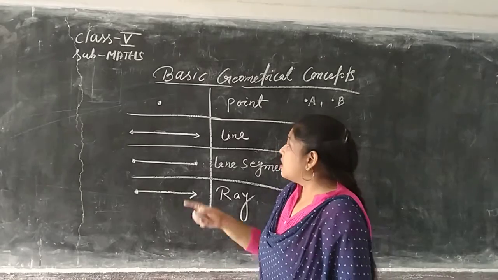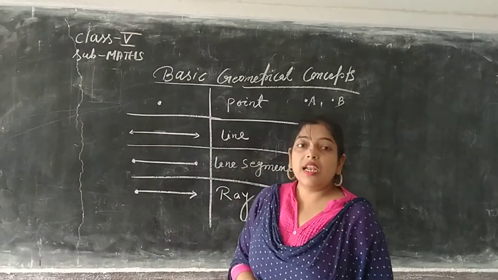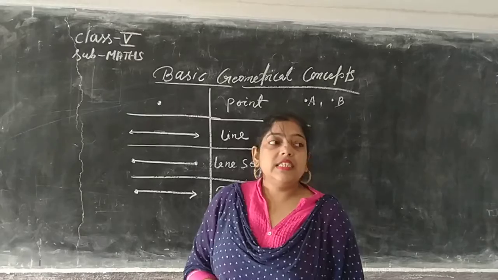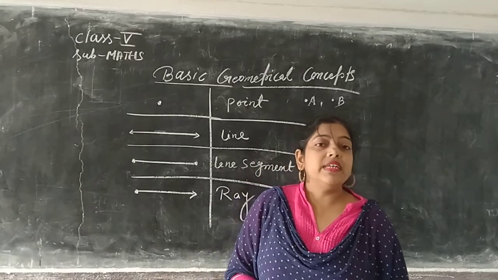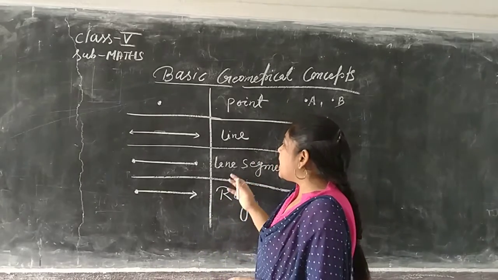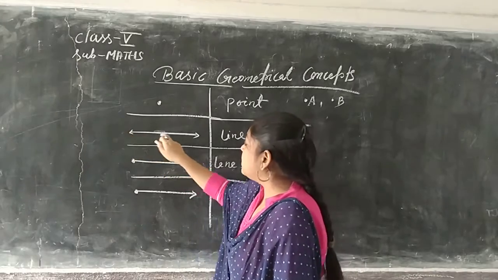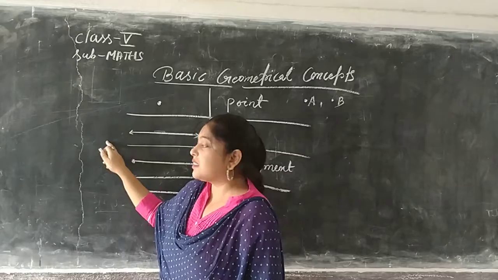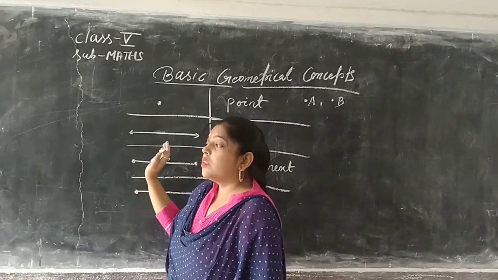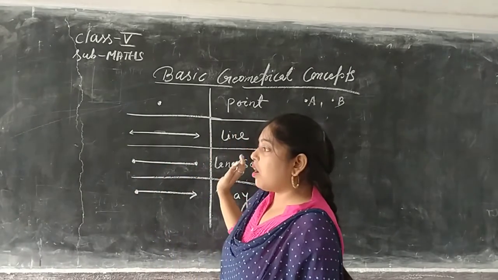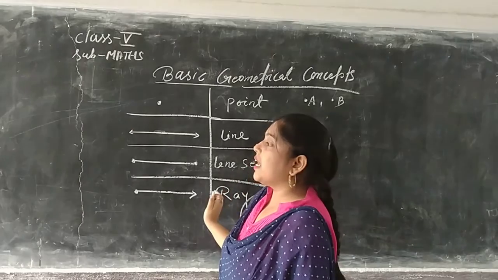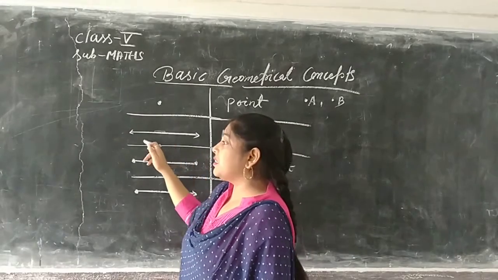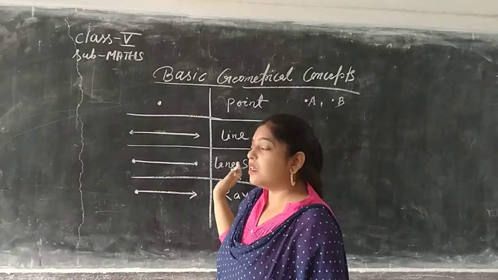Next is the line. What is a line? A line does not have a definite length. It can extend endlessly in two directions, that is east and west. So a line does not have a definite length. It can extend endlessly in both directions.